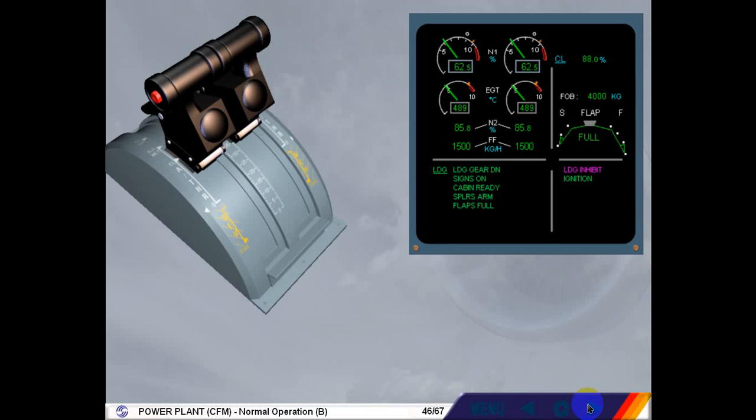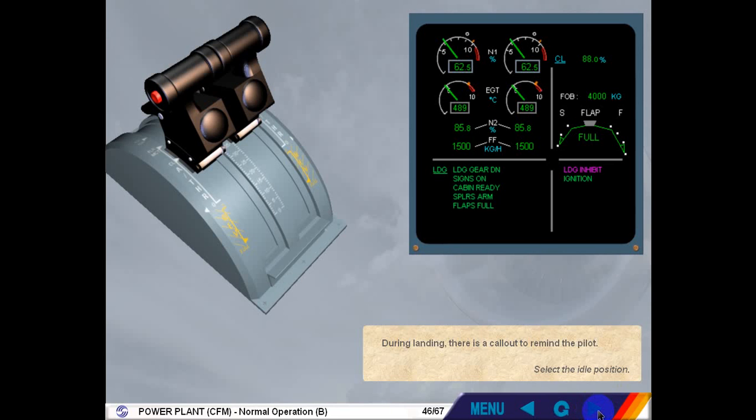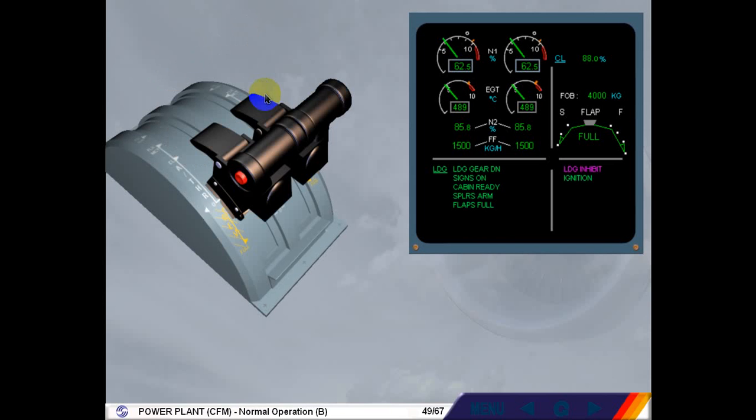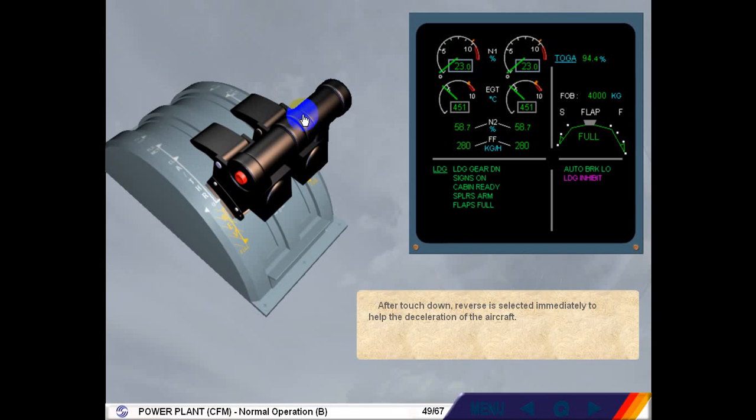During landing, there is a call-out to remind the pilot. Select the idle position. After touchdown, reverse is selected immediately to help the deceleration of the aircraft. Apply the reversers.